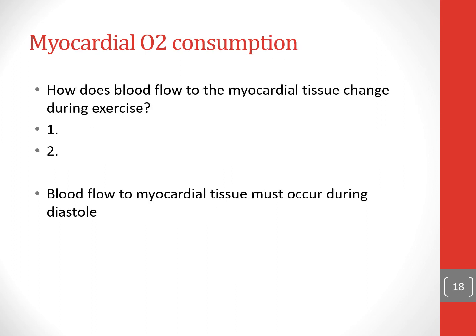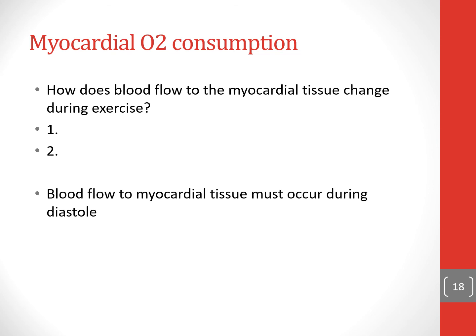So myocardial oxygen consumption: how does blood flow to the myocardial tissue change during exercise? Two things will happen. Number one would be vasodilation. Similar to what we see with our skeletal muscle, keep in mind that the heart is a muscle also. And so we're going to have vasodilation of the coronary arteries, and that will allow us to send more blood to the heart muscle itself. Number two would be increased blood flow due to increased arterial pressure. Because there is an increase in arterial pressure, we also have an increase in blood flow.